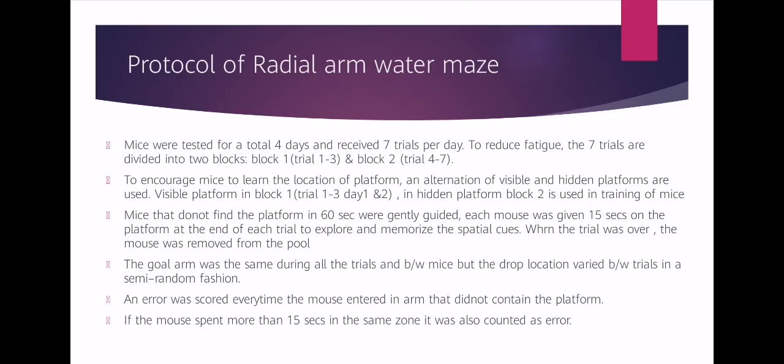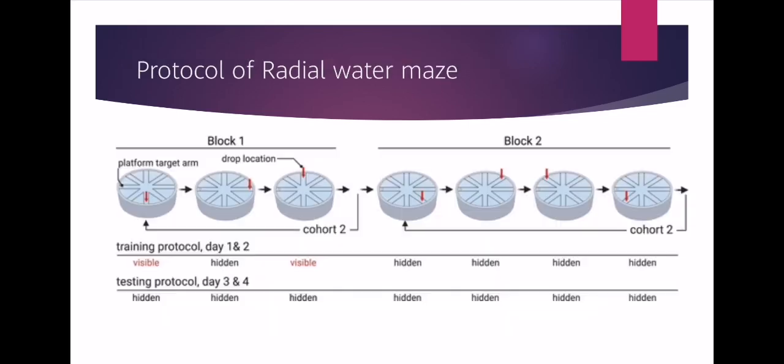in a semi-random fashion. An error was scored every time the mouse entered an arm that did not contain the platform or goal. If the mouse spent more than 15 seconds in the same zone, it was counted as an error. Then we have a diagram of block 1 and block 2. In block 1 we have a visible platform, and in block 2 we have a hidden platform. And we have training protocols on day 1 and 2 and testing protocols on day 3 and 4.